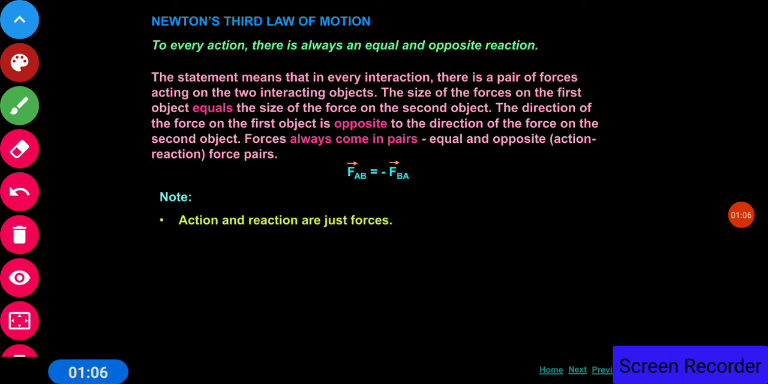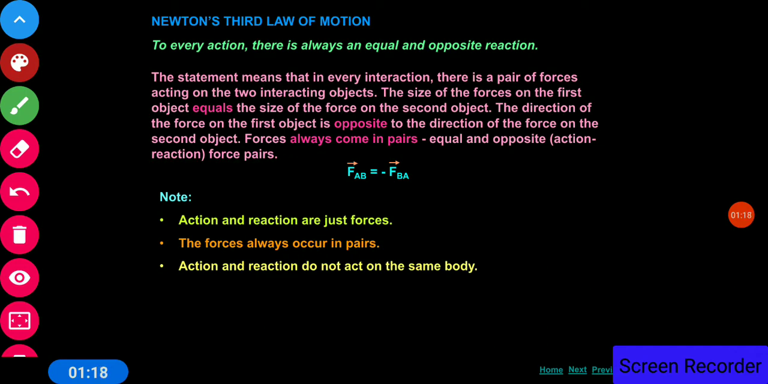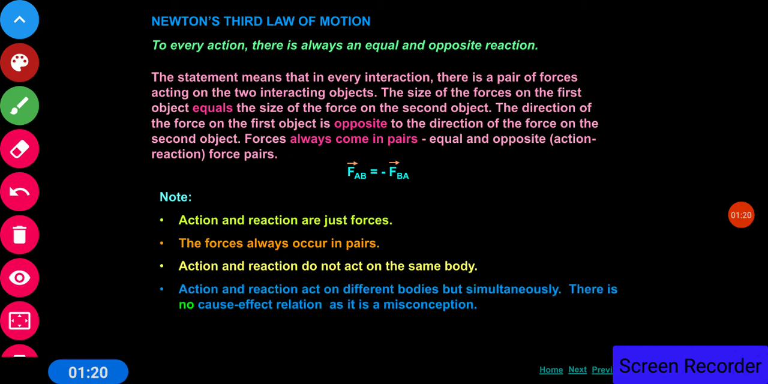Now the following points are required to be noted. The action and reaction are just forces. These forces always occur in pairs. Action and reaction do not act on the same body. Action and reaction act on different bodies but simultaneously. There is no cause-effect relation, as it is a misconception. It means we cannot say that this force is action and the other force is reaction.